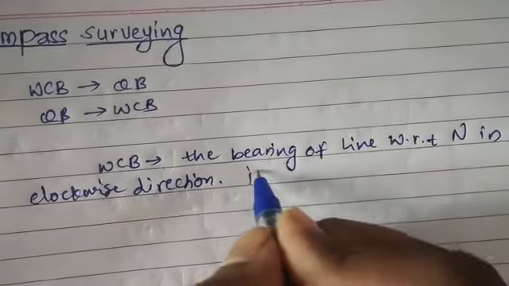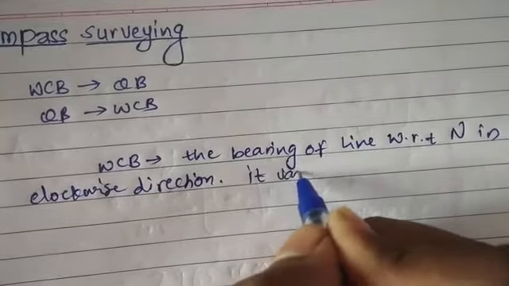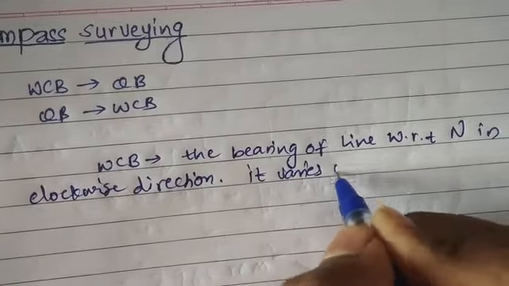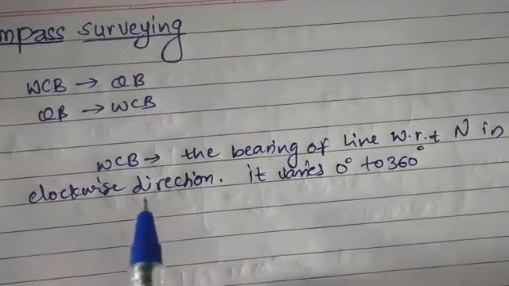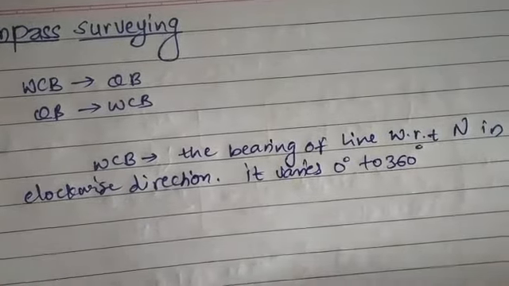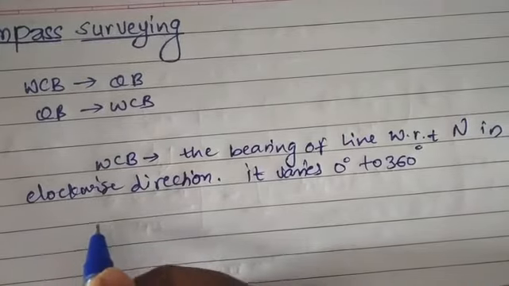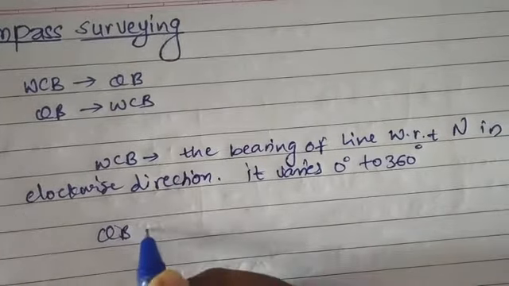It varies between 0 degree to 360 degree. So this is the definition of whole circle bearing. And the second one is quadrantal bearing.